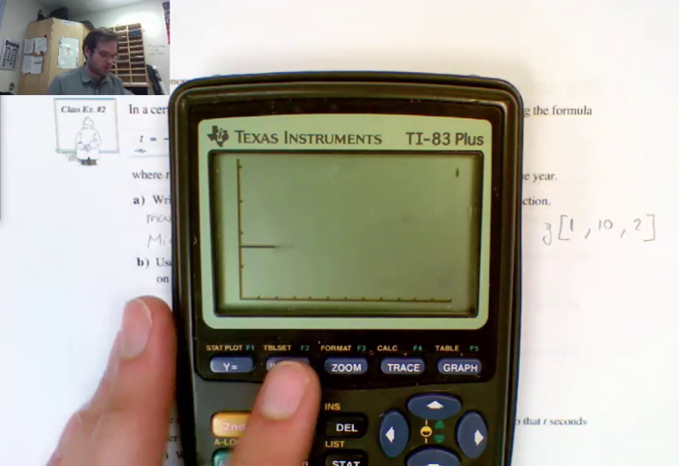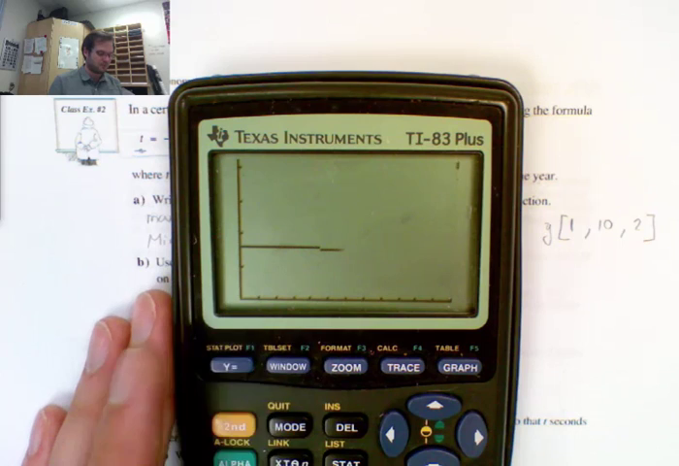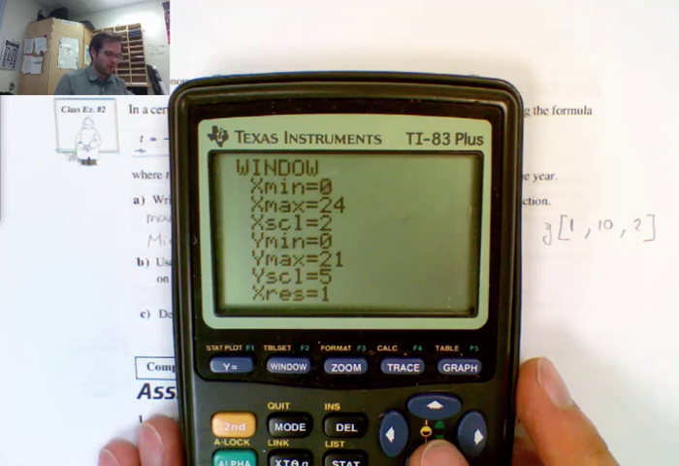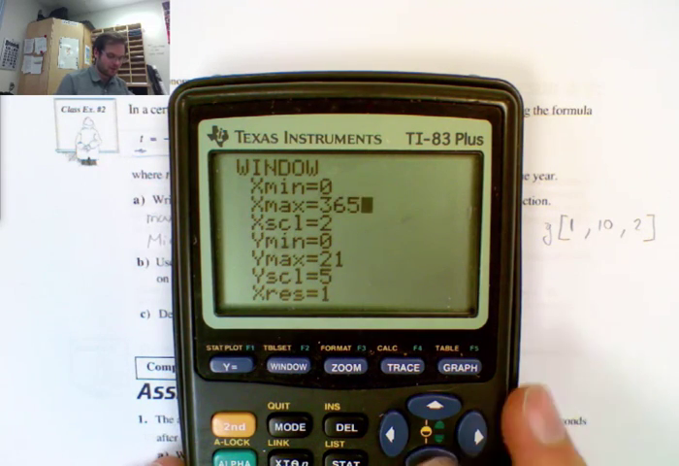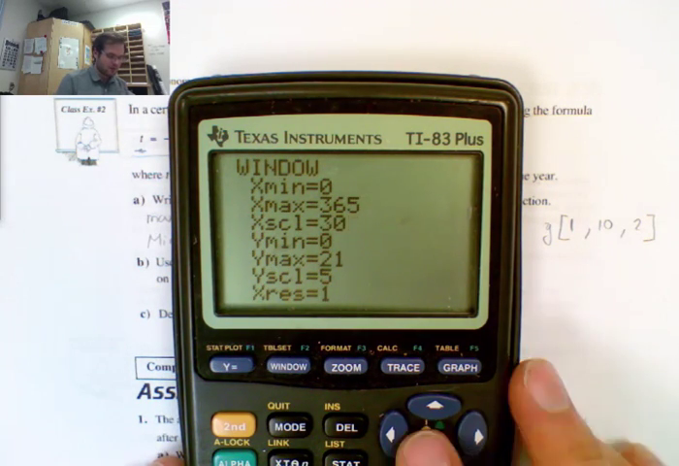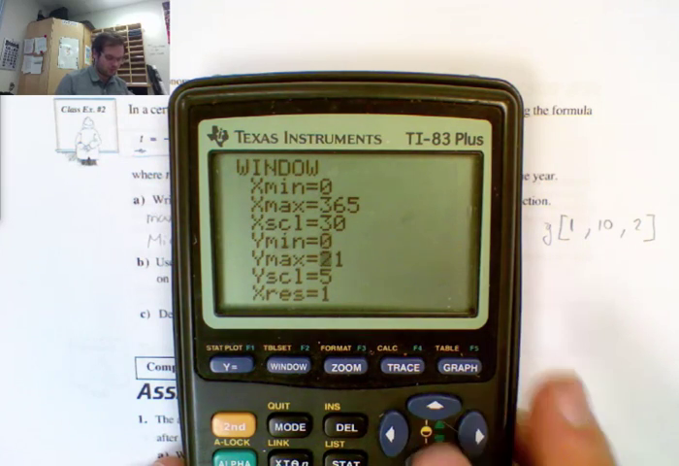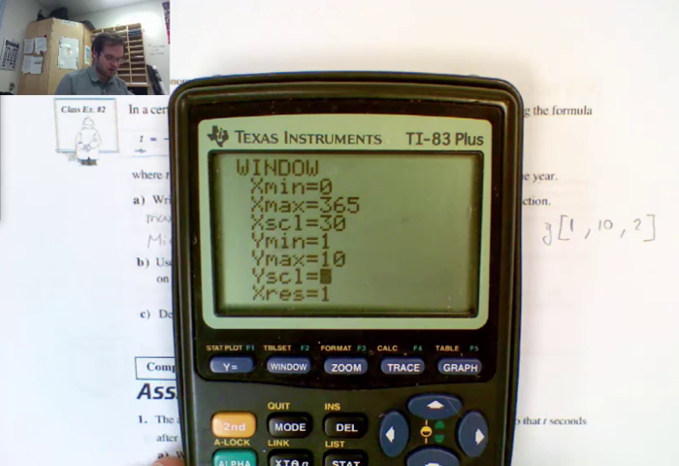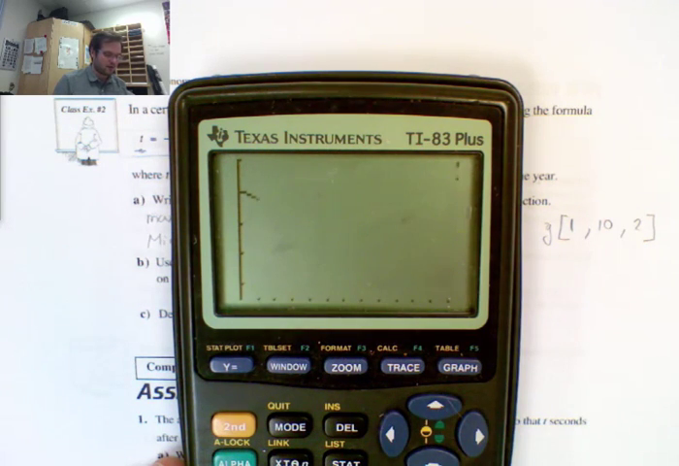Oh, change my windows. Hold on here. Change my window. So I want my x max to be 365. I'm going to count by 30s. My y max, we want 10. My min is going to be 1, and I'm going to count by 2s. Now graph. There we go. So here's what my graph looks like. And we're once again in radians.